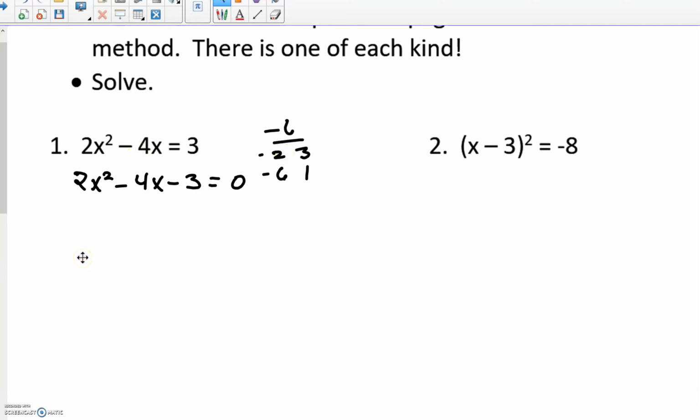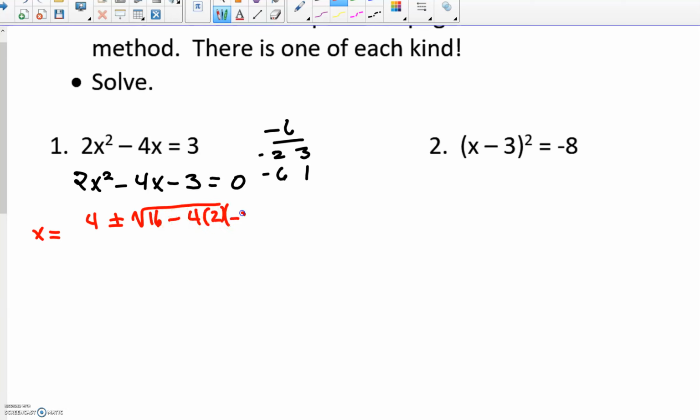So then I'm going to use the quadratic formula. It'd be messy to use complete the square because of the 2 in front, so I'm going to use the quadratic formula for those. So we'll do x is equal to the opposite of b plus or minus the square root of b squared minus 4 times 2 times -3 all over 2a, so all over 4.